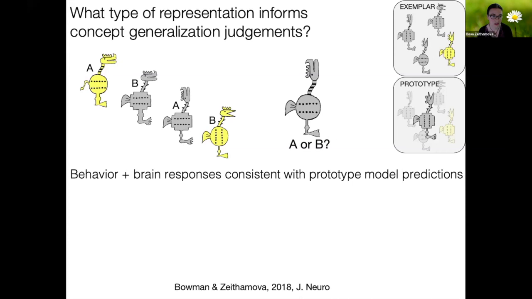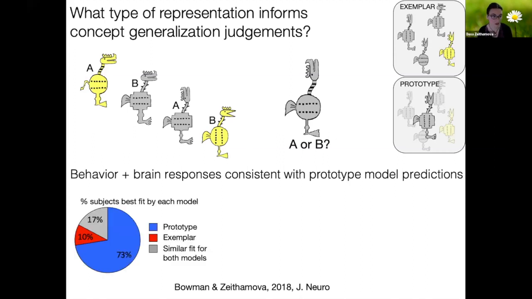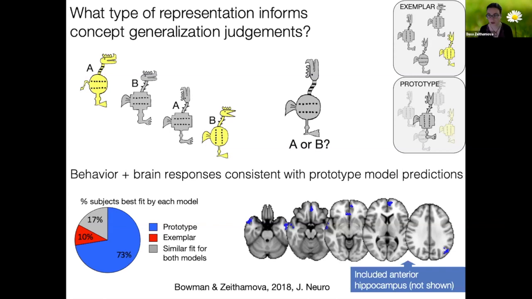What we found in the brain and in behavior is that most of what we saw was consistent with the predictions of the prototype model. About three-quarters of the participants were better fit by the prototype model. We also found several regions, including ventromedial prefrontal cortex and anterior hippocampus, that showed signal consistent with the prototype model predictions, and we didn't find anything above threshold for the exemplar model. So now, do we think that we proved the prototype model right and ruled out the exemplar model?